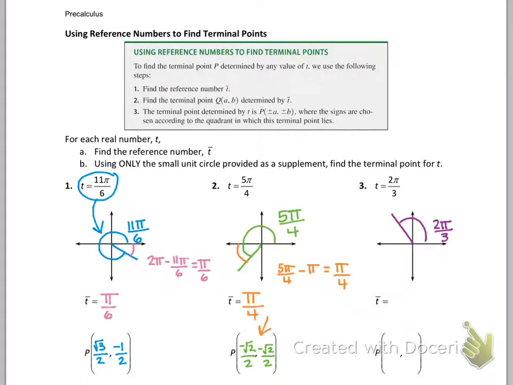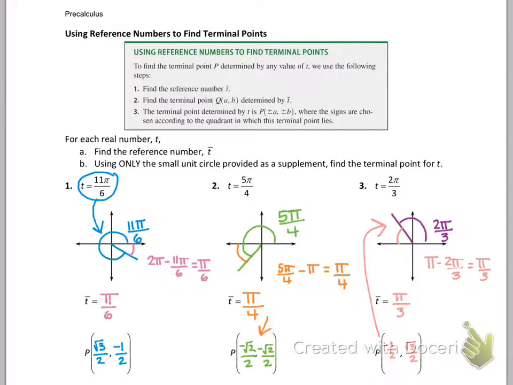So if I did the reference angle first, I would subtract pi minus 2 pi over 3, and I get pi over 3. So now using my reference angle in the first quadrant, pi over 3 is 1/2 and root 3 over 2. Then I need to check my signs, and since up here we're in the second quadrant, I know that that 1/2 is negative and that root 3 over 2 is positive, and that's my terminal point.